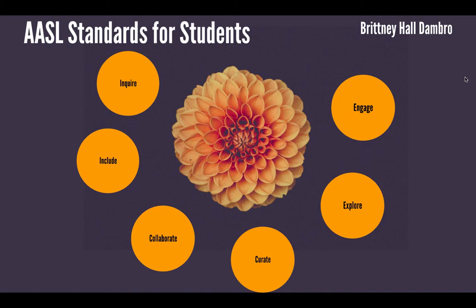The AASL standards are organized into 6 major categories: inquire, include, collaborate, curate, explore, and engage. We will look at each of these categories in detail, providing distinctions between the classroom teacher's role and that of the librarian.